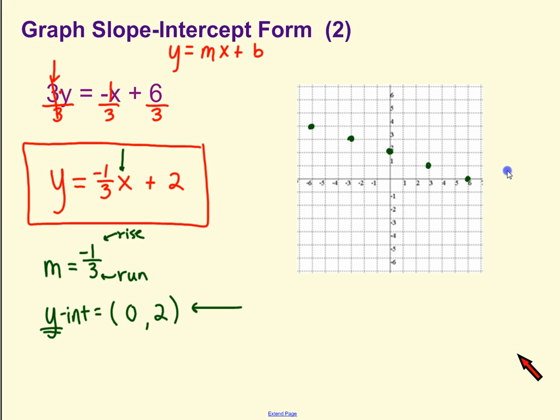Now we can go ahead and draw in our line. I'll go ahead and use a fancy one. It's going to look like that. Arrows on both sides, and that is our graph in slope-intercept form. So solve for y first when necessary.